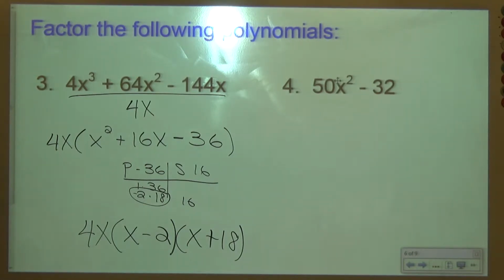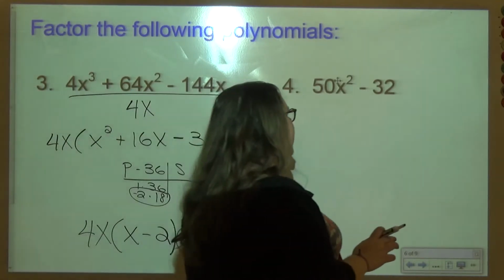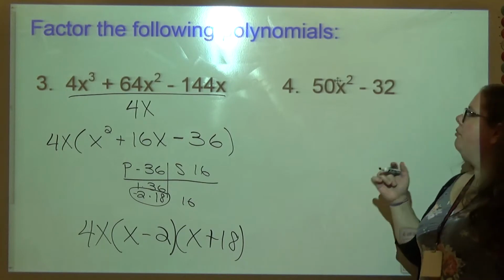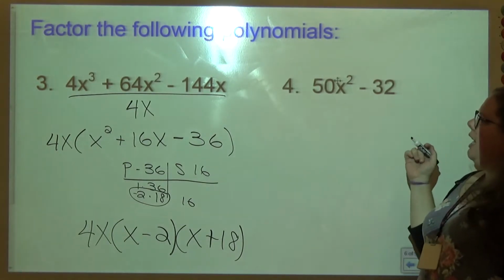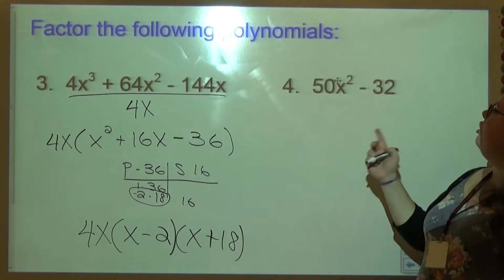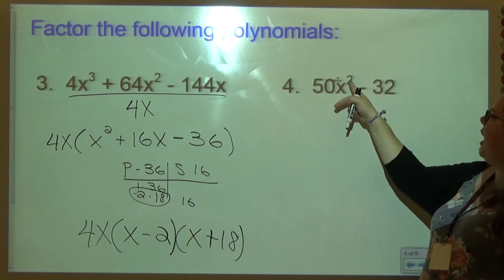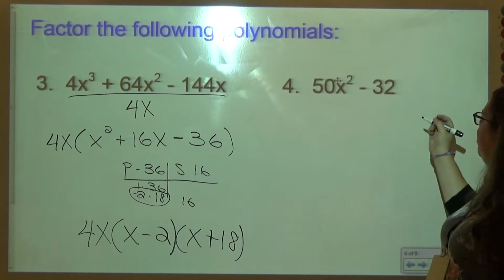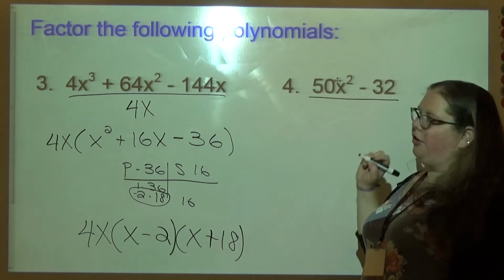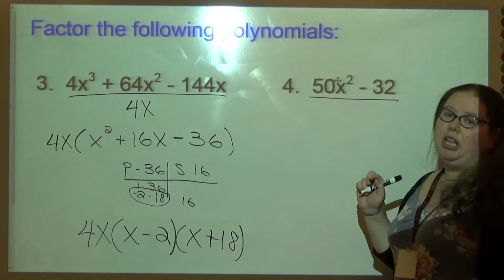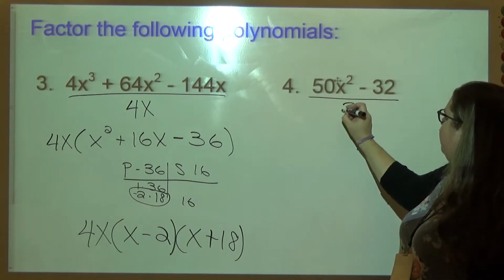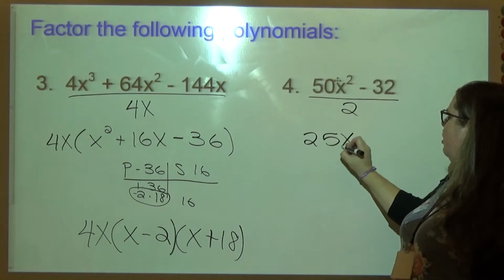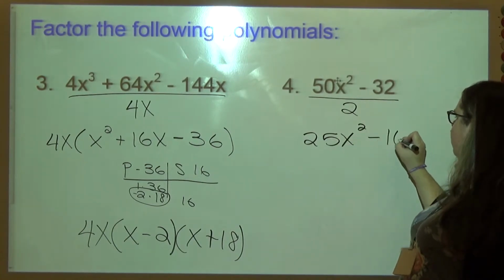Alright, number 4. This one's a little tricky. 50x squared minus 32. So this has a GCF. We can divide. Is x part of our GCF? No, because we only have that x squared. There's no x over here. So it's just going to be an integer. So what goes into 50 and 32? The only number that goes into both is 2. Divide, and we get 25x squared minus 16.